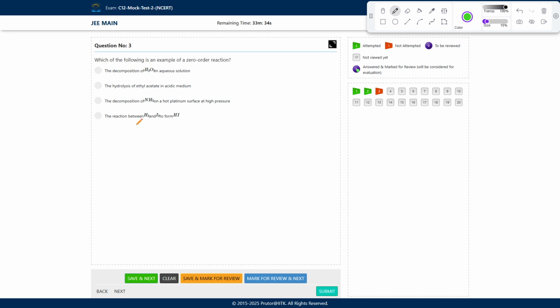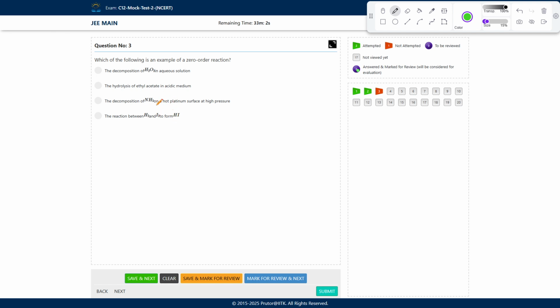So we have these four options, in which our correct answer is this third one, that is the decomposition of NH3 on a hot platinum surface at high pressure. Okay, why is it so? Because in this process the catalyst plays a very important role. So in the zero order reactions, basically the concentration is not going to determine the rate so much. The catalyst is going to participate in the reaction. It will provide its surface for the reaction to carry out, right?